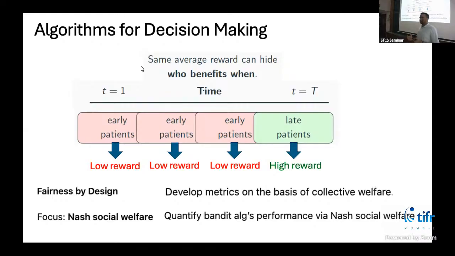So the idea here is to ensure that all the patients get some amount of it. Not just the first ones; neglecting any of the patients is very heavily penalized. That's the idea here. Question.